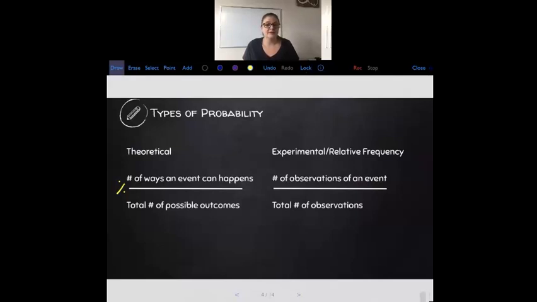Experimental or relative frequency probability is the number of observations of an event over the total number of observations. So I like to think of experimental or relative frequency probability as more personal. We'll do an example later taking one of the Golden Knights players' record with how many goals they score versus how many they attempt. So when you calculate that, that is that person's experimental probability or relative frequency probability because it's based on what they're doing.